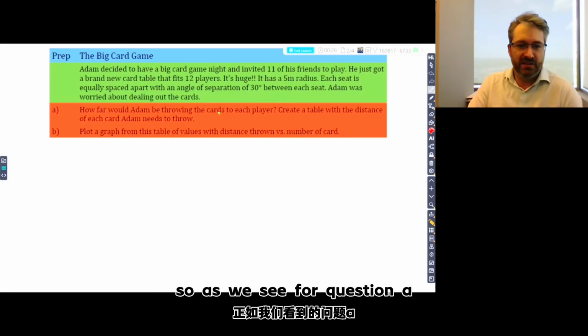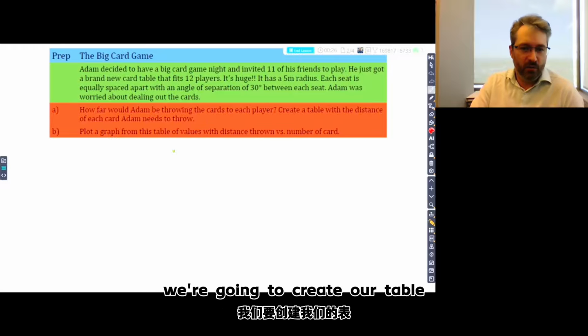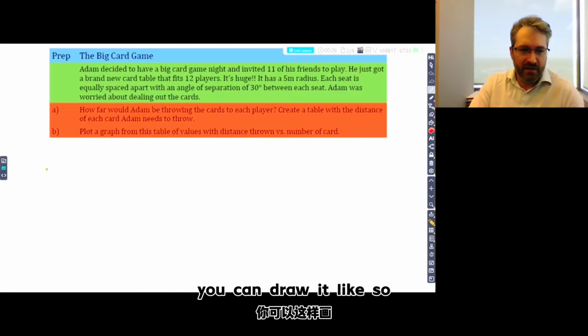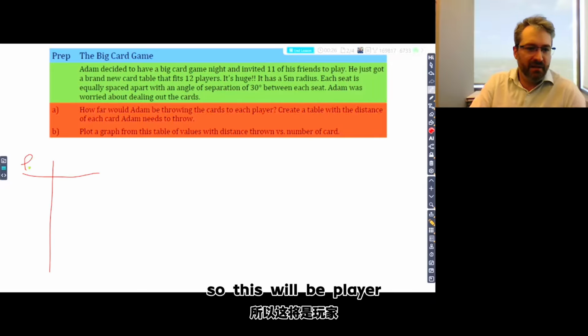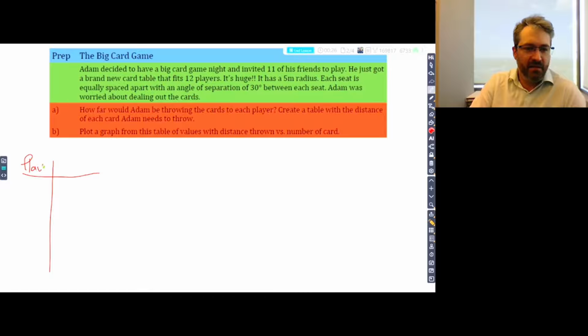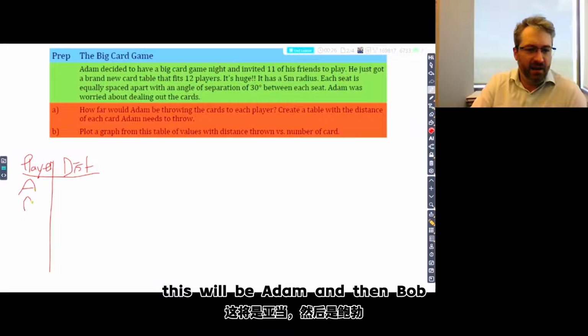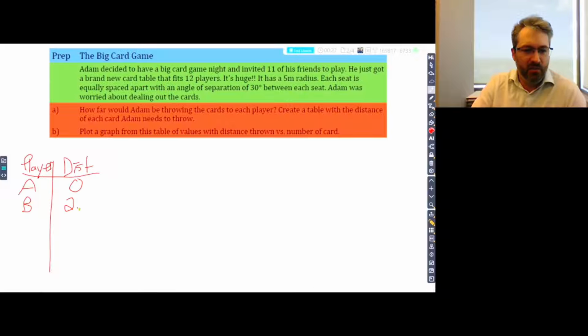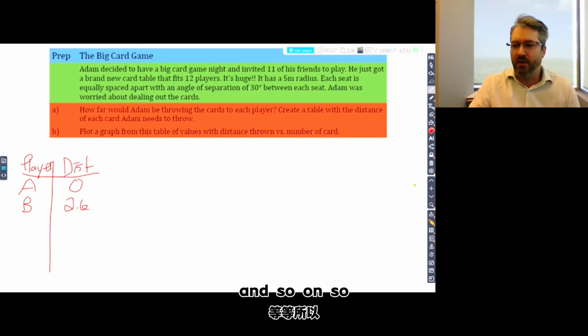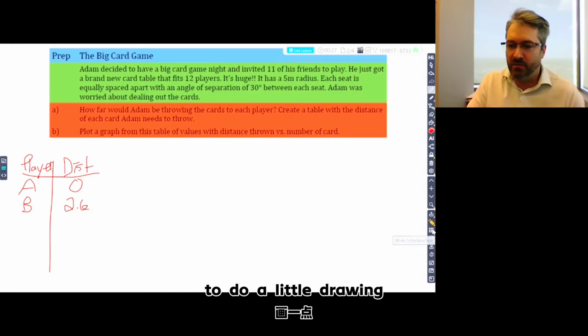As we see for question A, Adam has to throw to each player. We're going to create our table. You can draw it like so. This will be player, and this will be distance. This will be Adam, and then Bob, and so on. Adam is 0, Bob is 2.6, and so on. So I'm going to send this to everyone to do a little drawing.